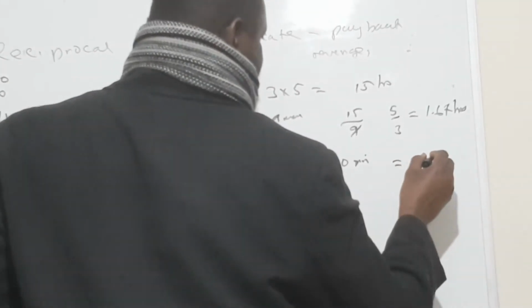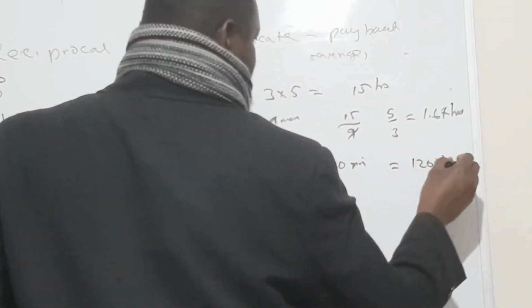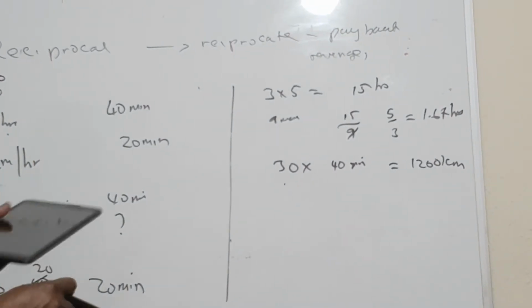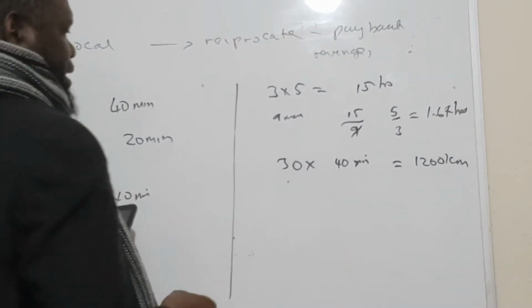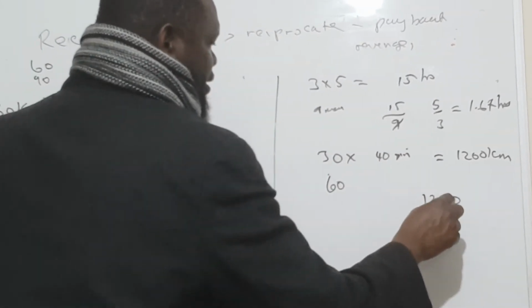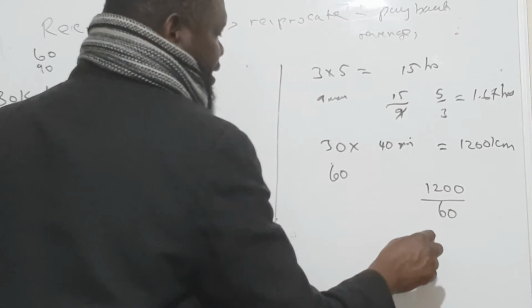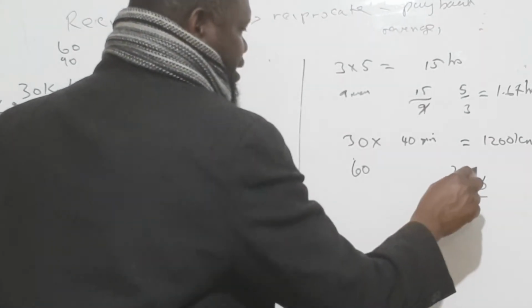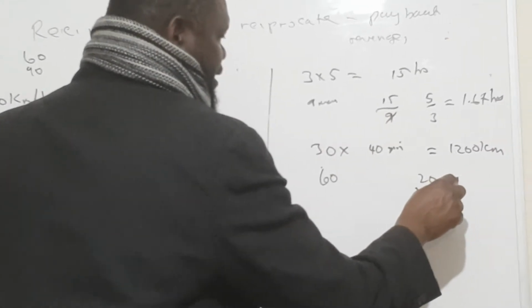1,200 kilometers, yes. If you want to know the exact one, we are going to change that into minutes. So 1,200 divided by 60, this cancels this, so this is 20. So 20 minutes.